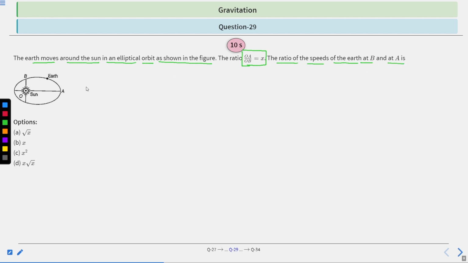The question asks about the ratio of speeds at B and at A. The given options are: option A, under root x; option B, x; option C, x square; and option D, x under root x. So which option is correct? You have 10 seconds to solve this question. After 10 seconds, we will provide the solution.